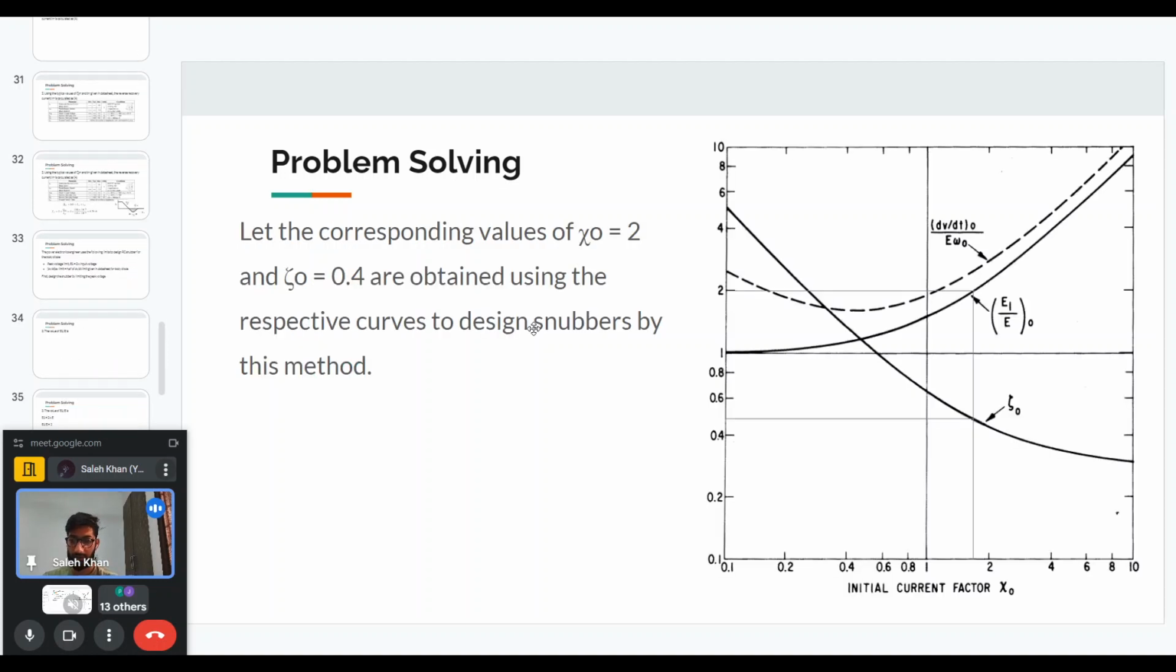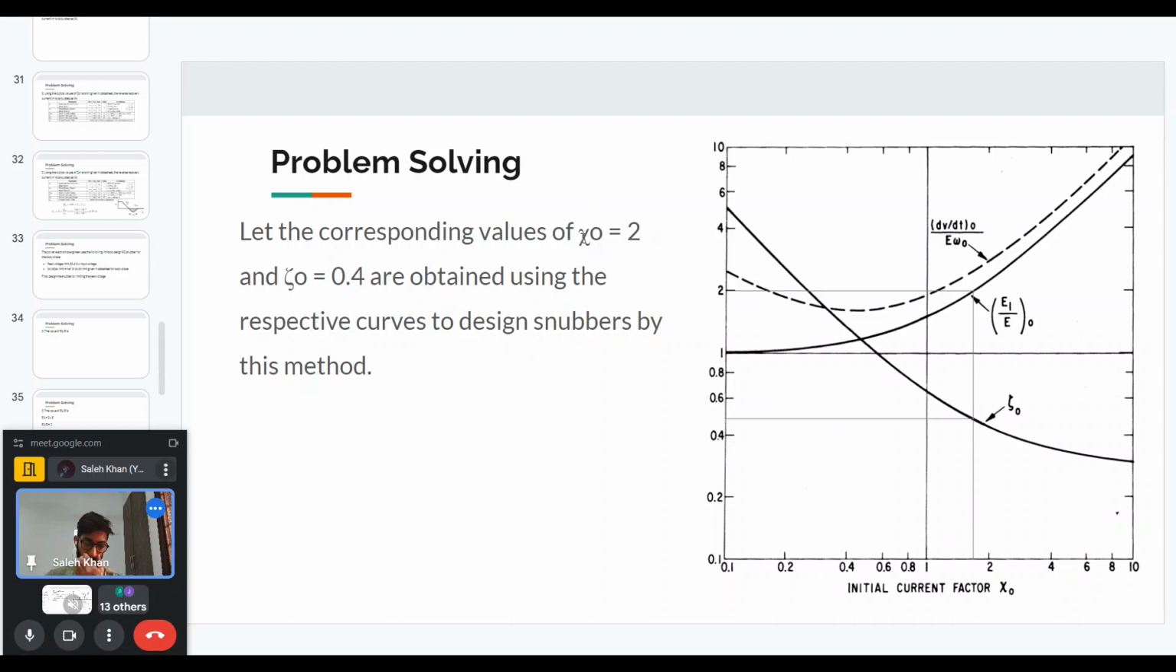And in the next question, it is told that the corresponding values of chi 0 and zeta 0 are 2 and 0.4. And this you can see from the graph, which is taken from the paper that I mentioned. Once we have selected E1 by E as 2, then we can find the value of chi and the value of zeta. In this case, chi is around 2 and zeta is around 0.4. So that is what is given in the question.